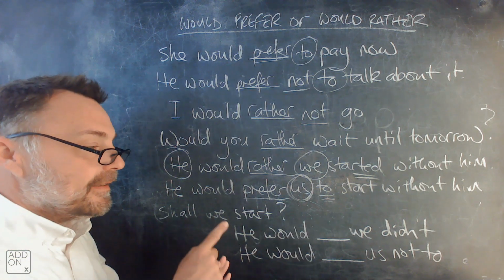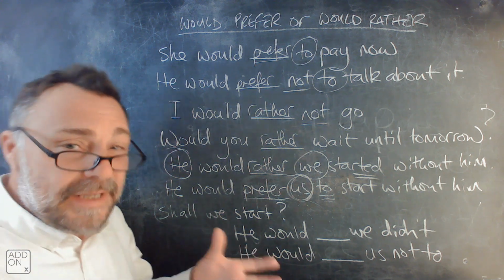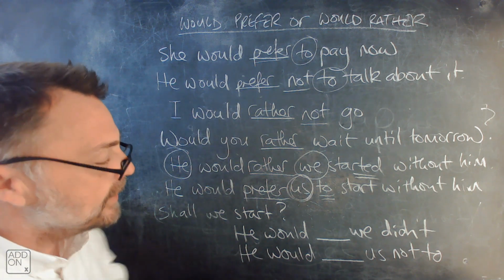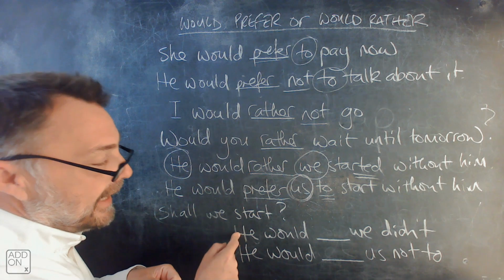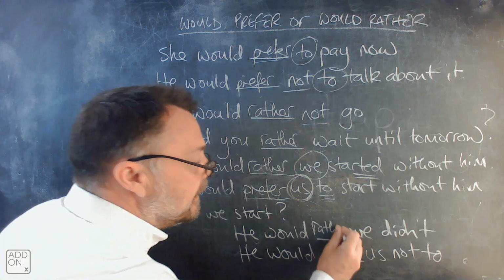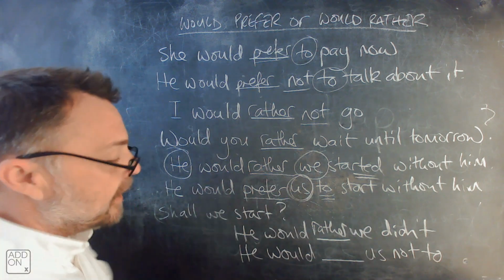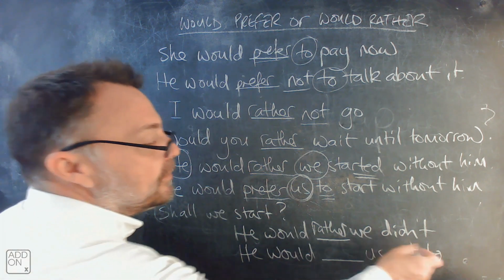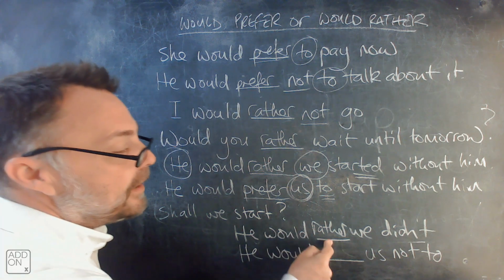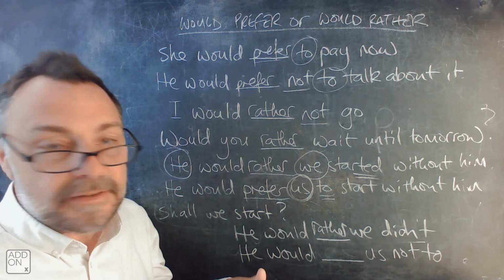And in this final example, you can see we have a question. Shall we start? And in this case, you have two alternatives. He would rather, his preference is that we don't start. When we use would rather, we use the past. Okay, he would rather we didn't. Shall we start? Well, he would rather we didn't.